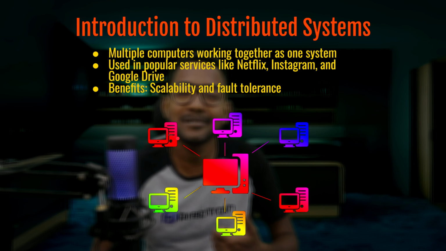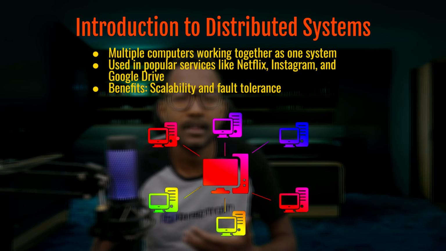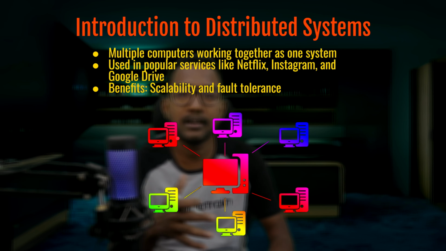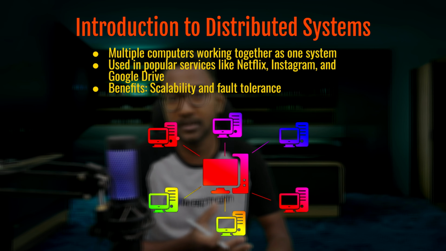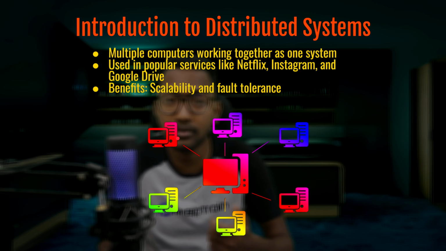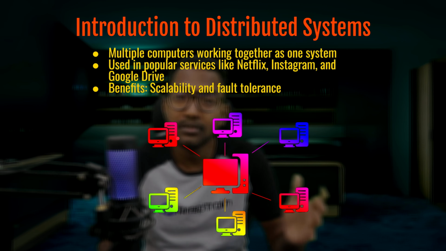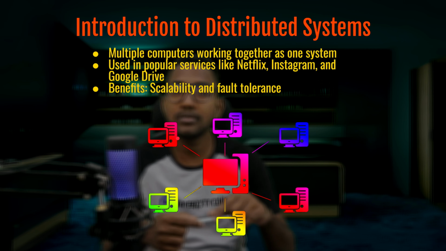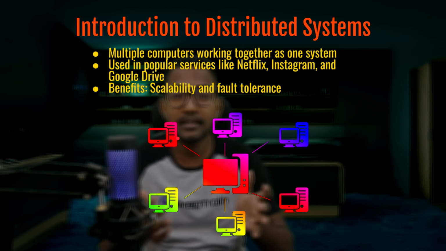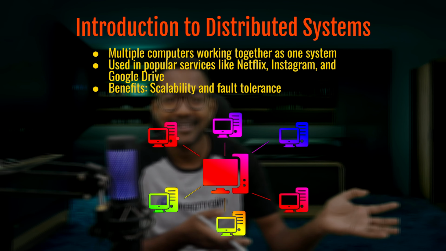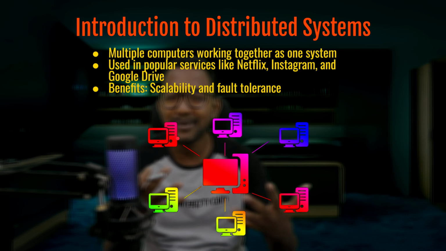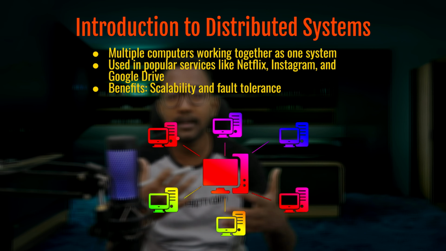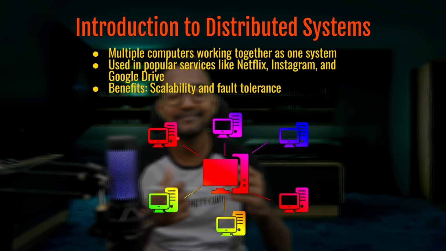Now let's look at some real world examples. Netflix uses distributed systems to stream high quality video content to millions of users simultaneously. Instagram ensures that your feed is updated in real time while serving content to users all over the globe. Google Drive allows you to access your files from multiple devices even if one server goes down. Now that we have covered the basics of what a distributed system is, let's move on to the next slide, where we'll be simplifying this concept with a real world example of teamwork.